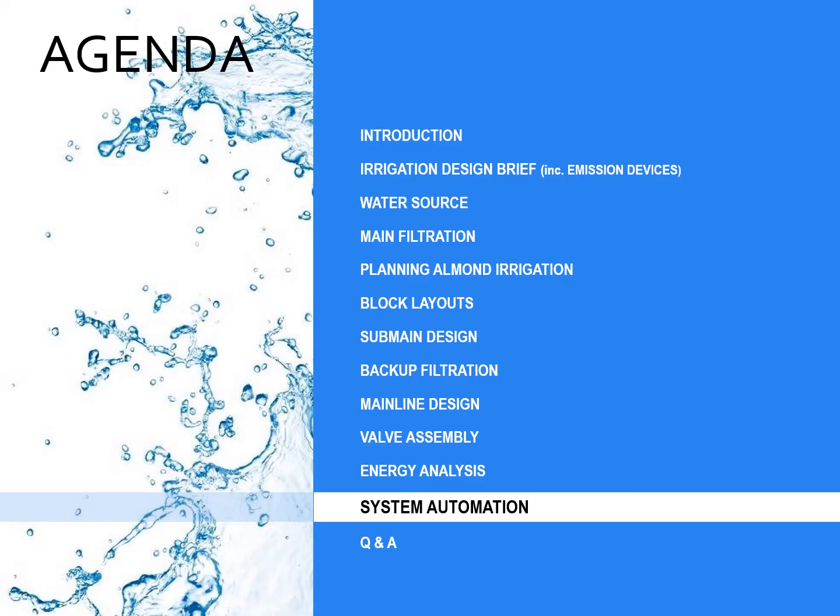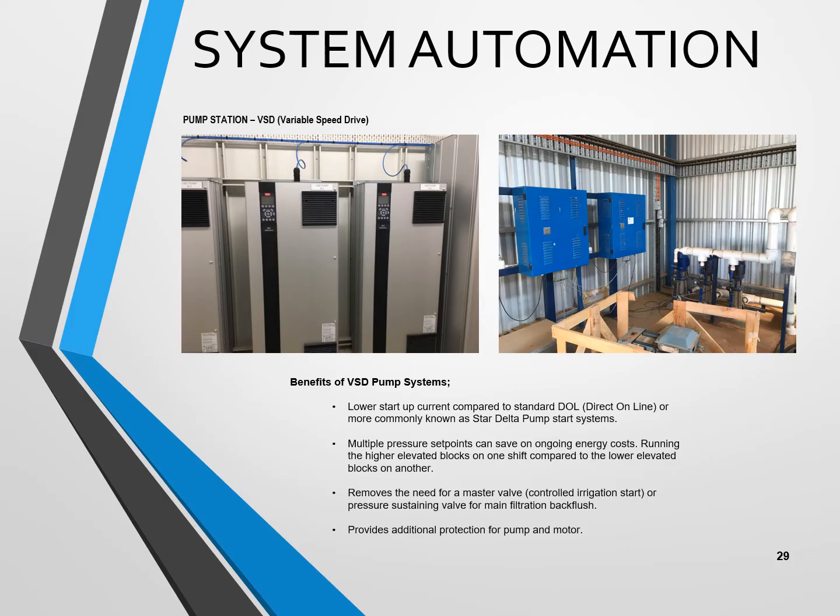System automation. One of the most beneficial parts to a new irrigation system is a variable speed drive. The benefits of a variable speed drive on the pump system: it lowers the startup current compared to standard direct online, or more commonly known as star delta, pump systems.